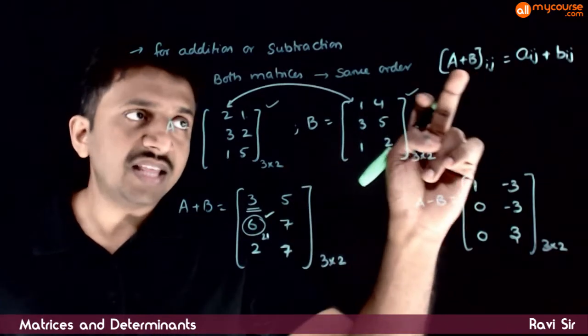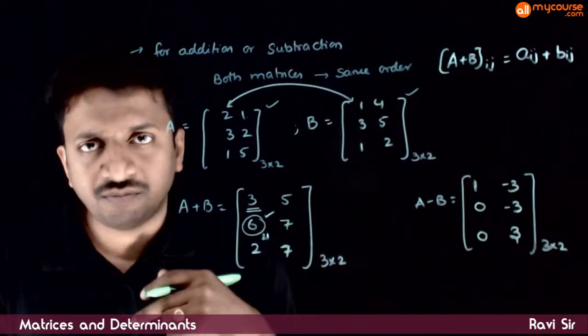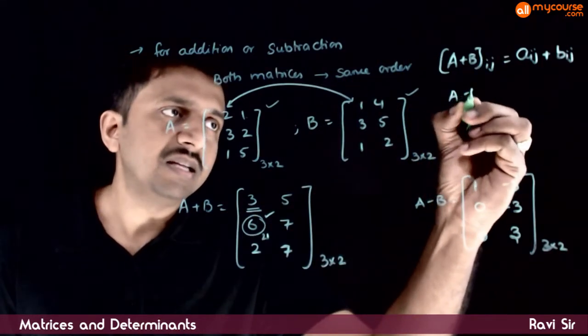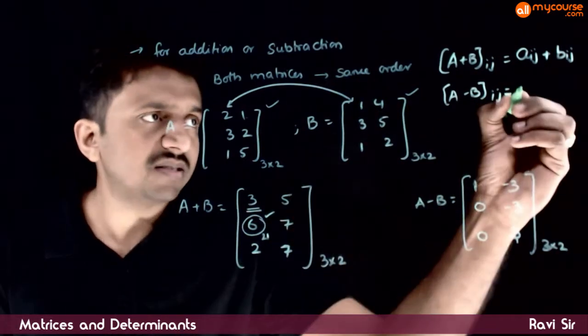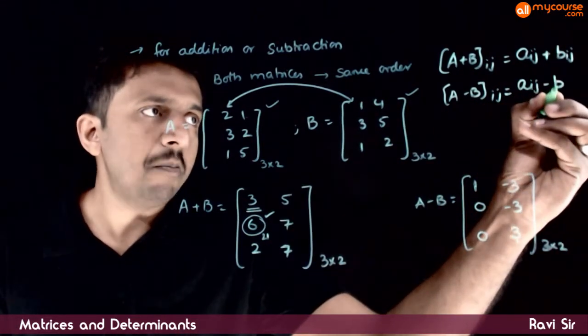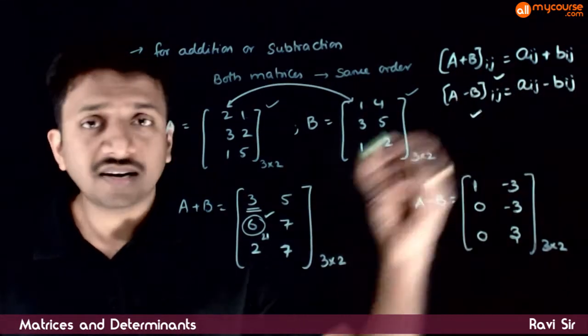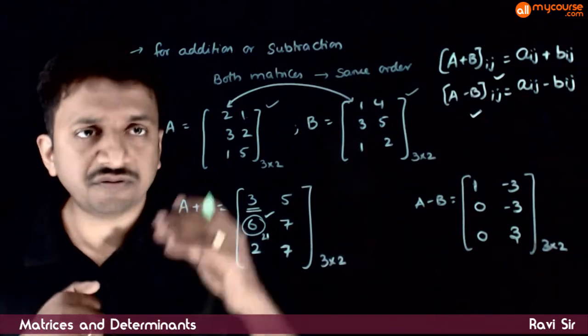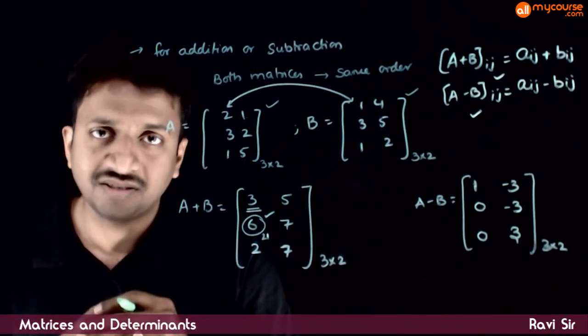So the ijth element of A plus B is the ijth element of A plus the ijth element of B. Similarly, the ijth element of A minus B is Aij minus Bij. So these are the mathematical definitions of the sum of matrices and the difference of matrices.